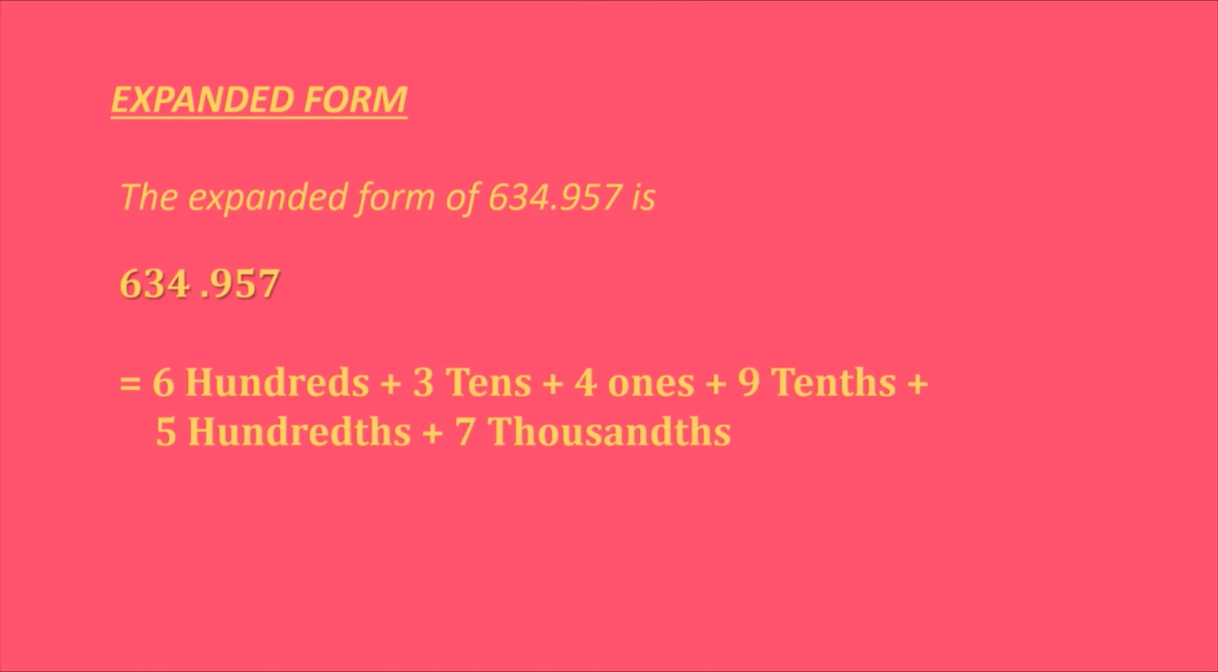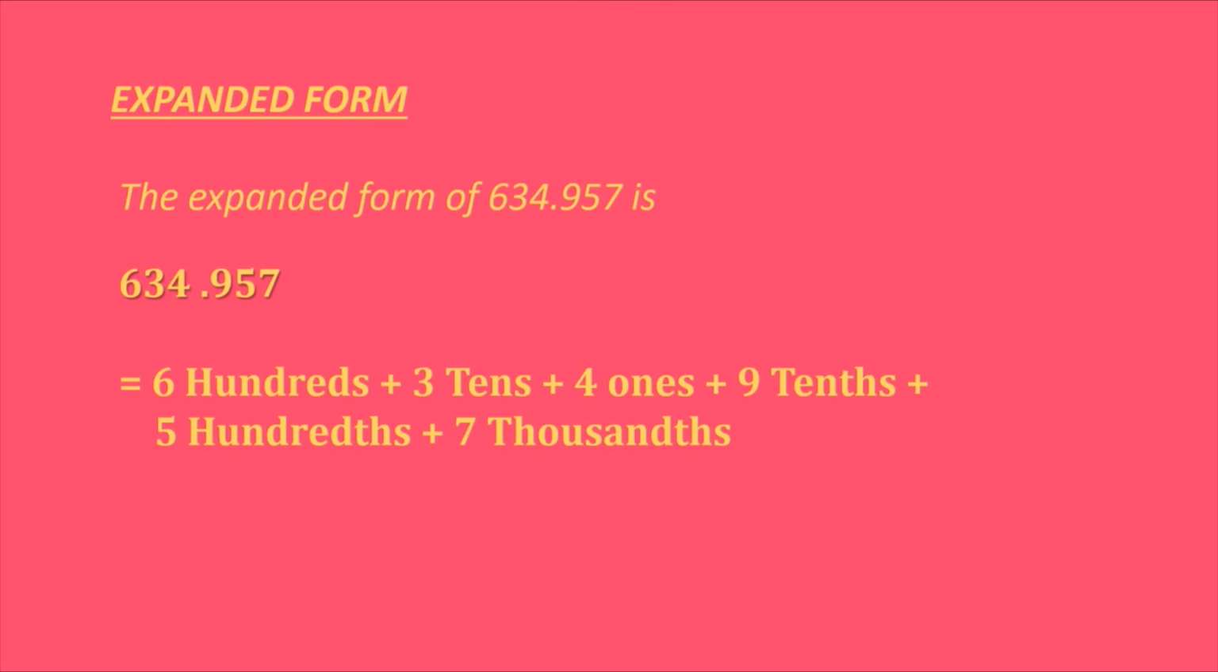Now let us see how to write in expanded form. The number is 634.957. So let us quickly see the place value of each digit, and then it will be very easy for us to write it in expanded form. Now if we see the first digit 6, we find that it is in the hundreds place. So we write 6 hundreds plus the next digit 3 is in the tens place. So we write 3 tens, and then 4 is in the ones place. So we write 4 ones.